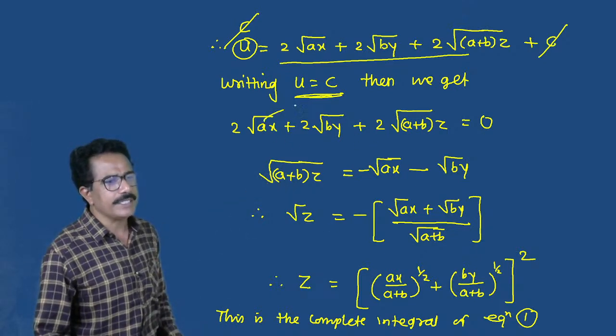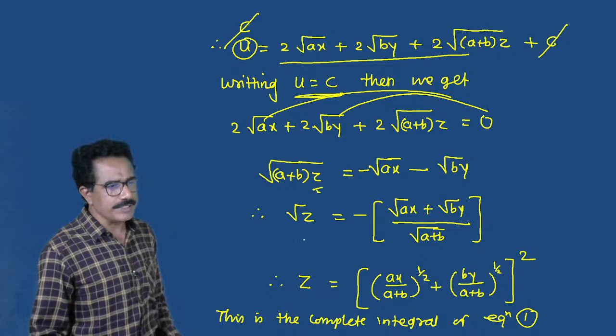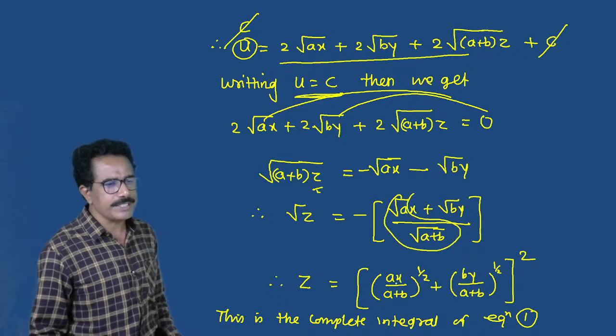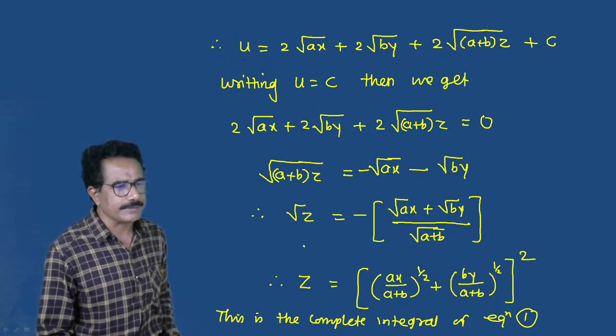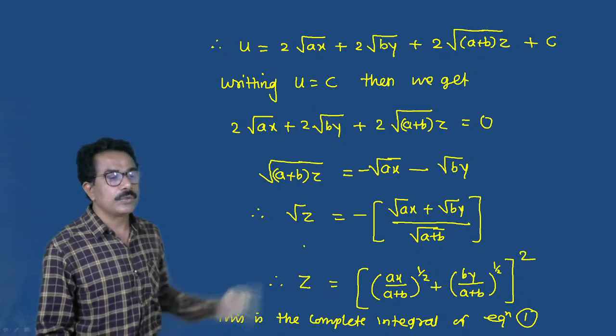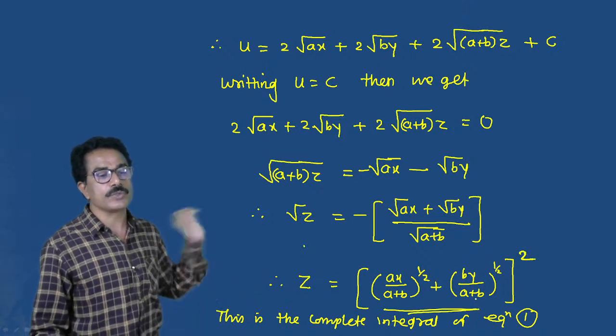So we can write this on the right side, minus minus. So root Z is equal to root AX plus root BY upon root A plus B. Now separate the denominator, meaning (AX divided by A plus B) raised to 1/2, plus (BY divided by A plus B) raised to 1/2. This is root Z, so by squaring, Z is the square of the bracket. This is the required solution.